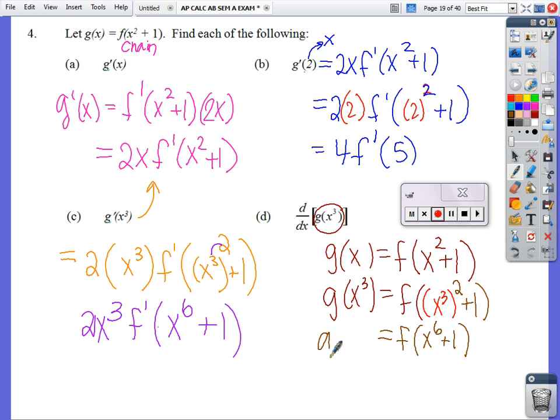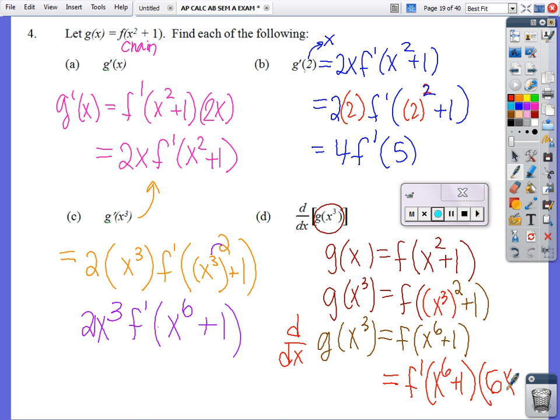So all I did was find g of x cubed. But now they're saying after I've done that, take the derivative of it. And the derivative of it would be equal to: take the derivative of the outside, leave the inside the same, multiply by the derivative of the inside. So you'll notice that the answers for C and D are different.